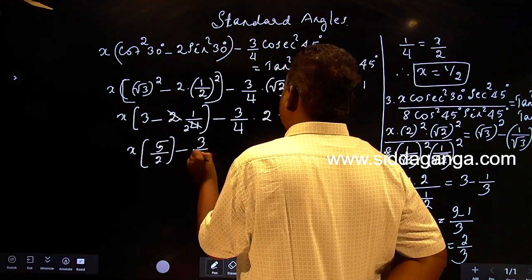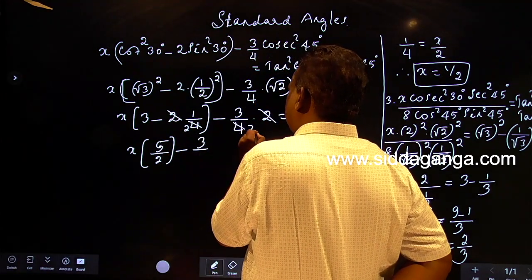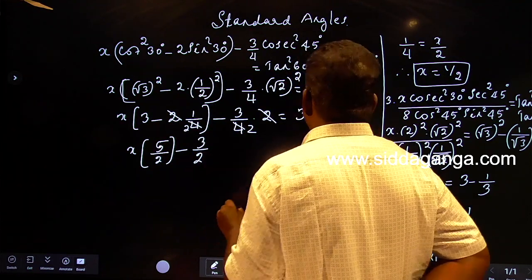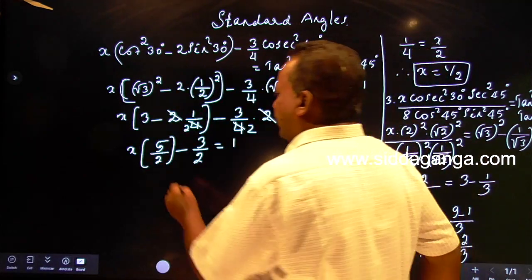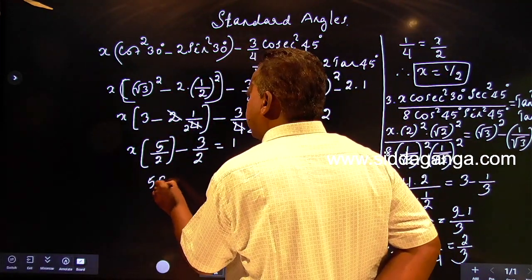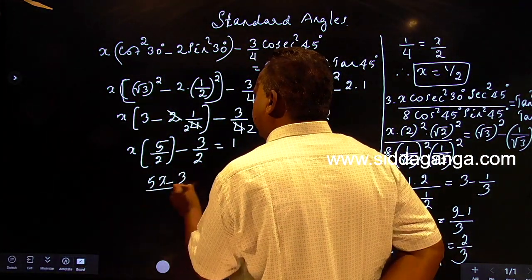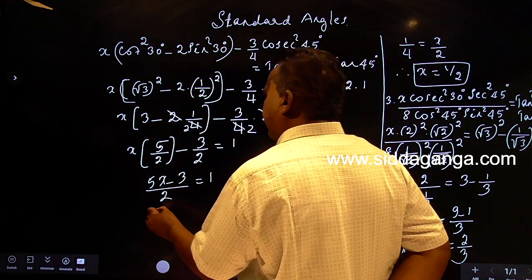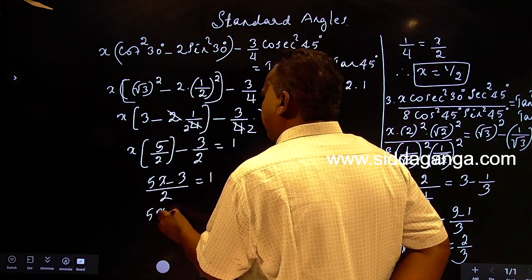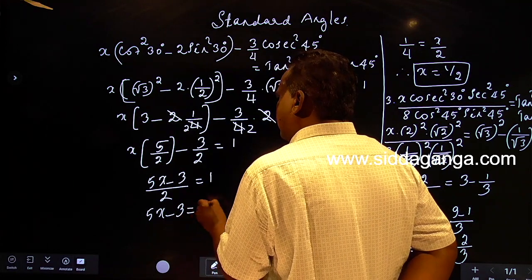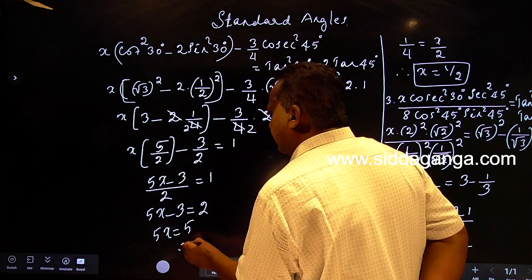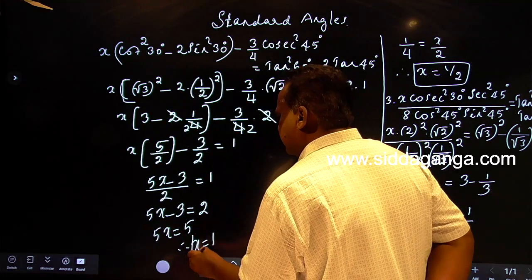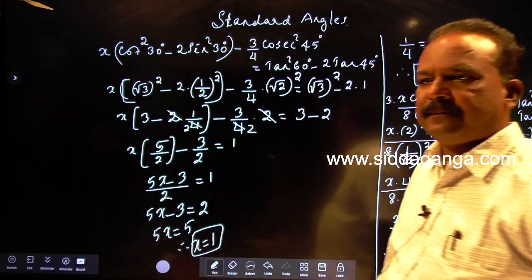minus 3 by 4, 2 1s are 2, 2 2s are 4. That becomes 3 by 2 is equal to 3 minus 2 is 1. 2 is the LCM. 5x minus 3 divided by 2 is equal to 1. 5x minus 3 is equal to 2. 5x is equal to 5. Therefore, what is the value of x? X is equal to 1.